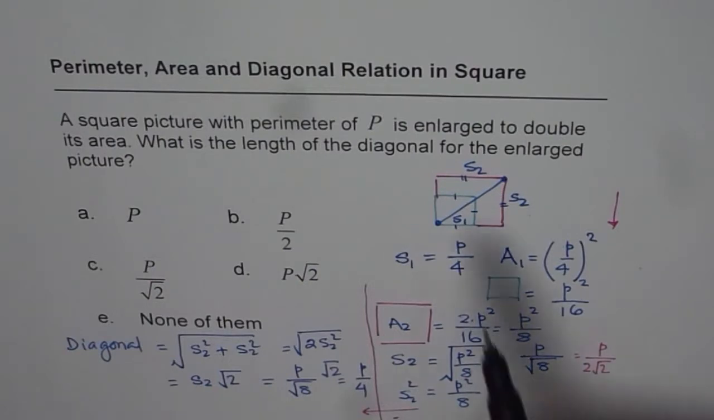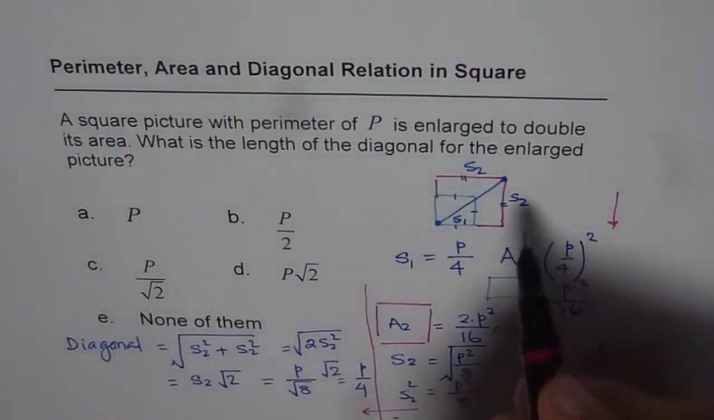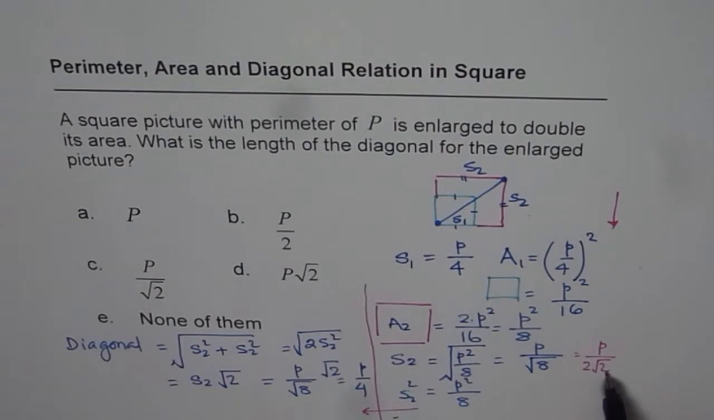Now, we need to find the length of the diagonal. Each side is P over 2 square root 2. Diagonal is square root 2 times this, right? So when you add them, it is actually square root of 4, which is 2. So I made a mistake here. It's good we went for correction, right? So when you divide 8 by square root 2, you get square root of 4. So that is the side length, right?